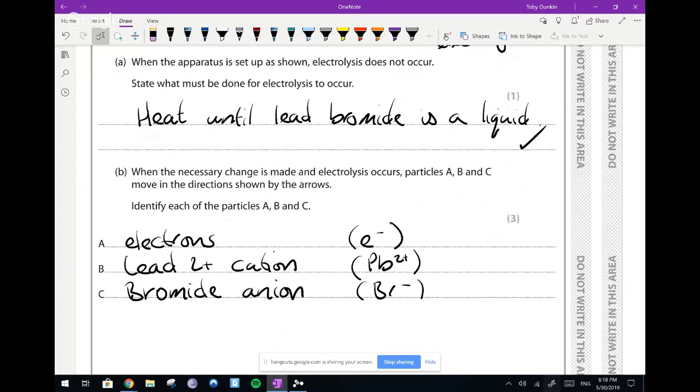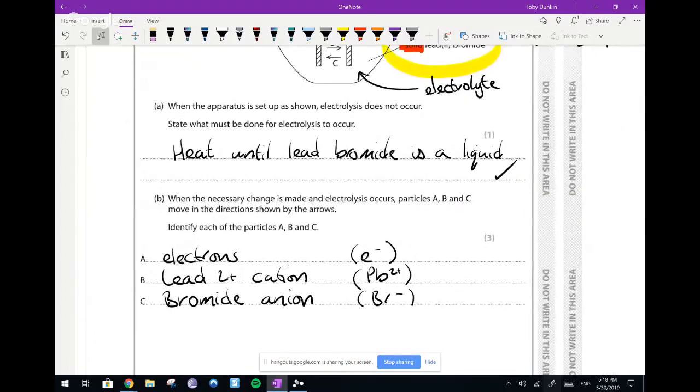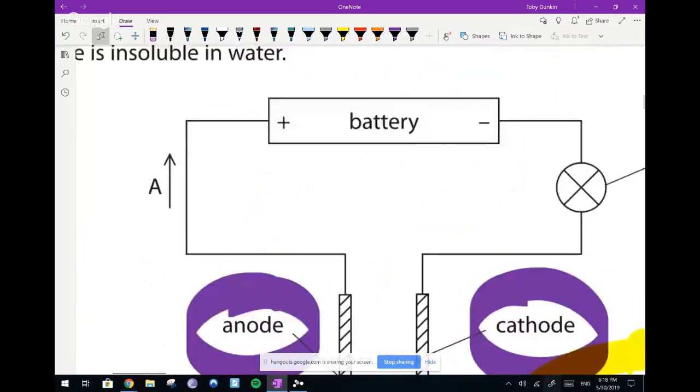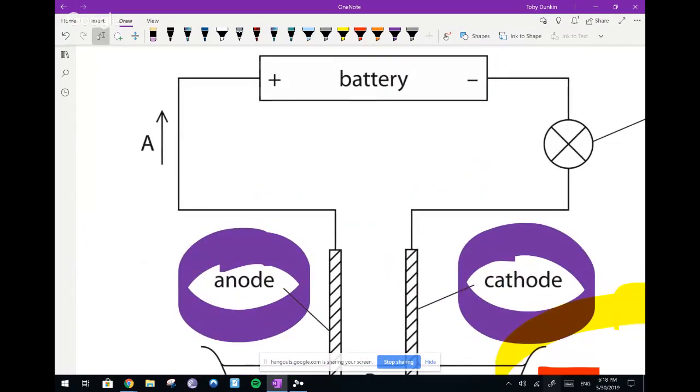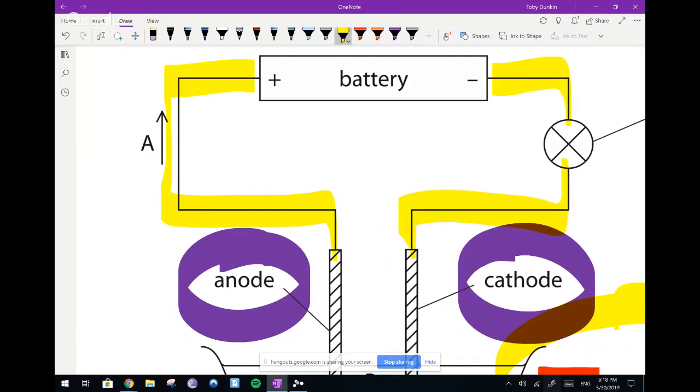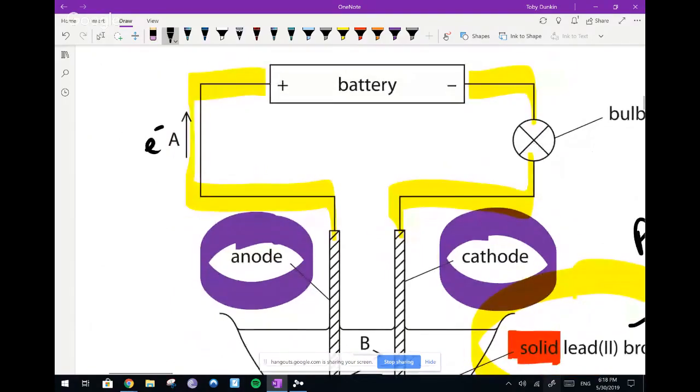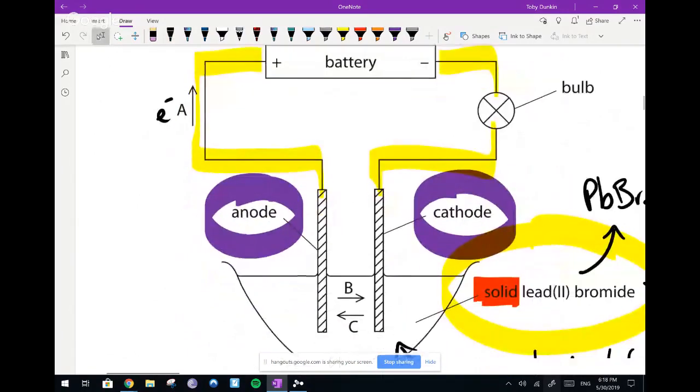Okay, when the necessary change is made, electrolysis occurs. Particles A, B, and C move in the directions shown by the arrows. Identify each of the particles A, B, and C. So we know that we've got electrical cables here, and electrical cables, of course, are made of metal. And the charge carriers in that case are the electrons. This is the sea of delocalized electrons that are flowing through the structure. So we've got electrons as A.